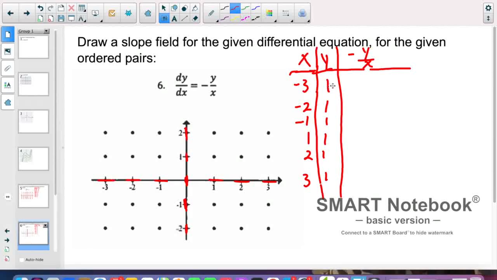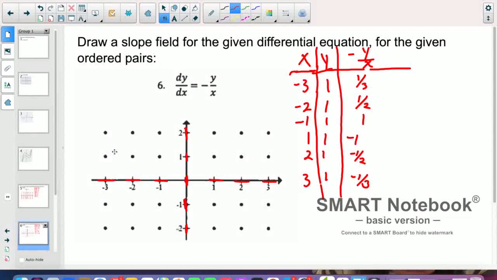So if I plug 1 in, I have -1 over -3, which is a positive 1/3. -1 over -2 is a positive 1/2. -1 over -1 is 1. -1 over 1 will be -1. -1 over 2, -1/2. -1 over 3, -1/3. You see how these are time consuming? There's no way around it. At least you won't have too many problems to do.